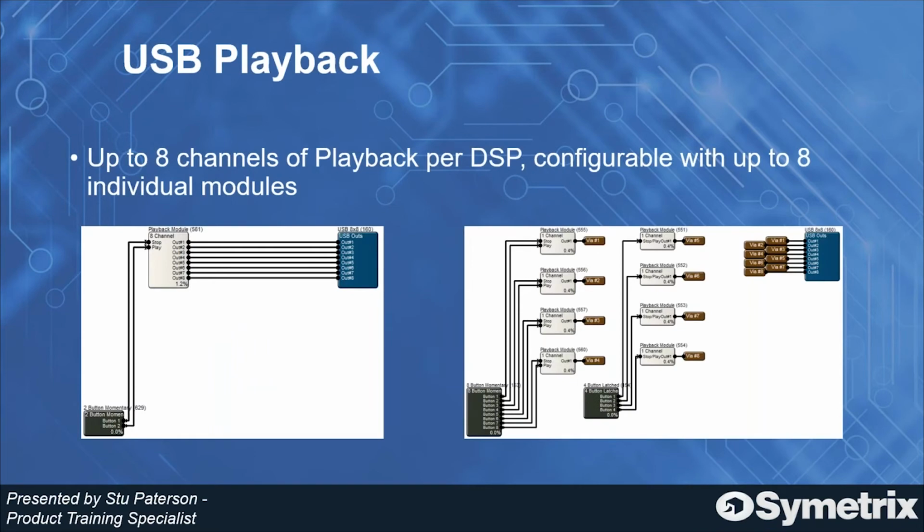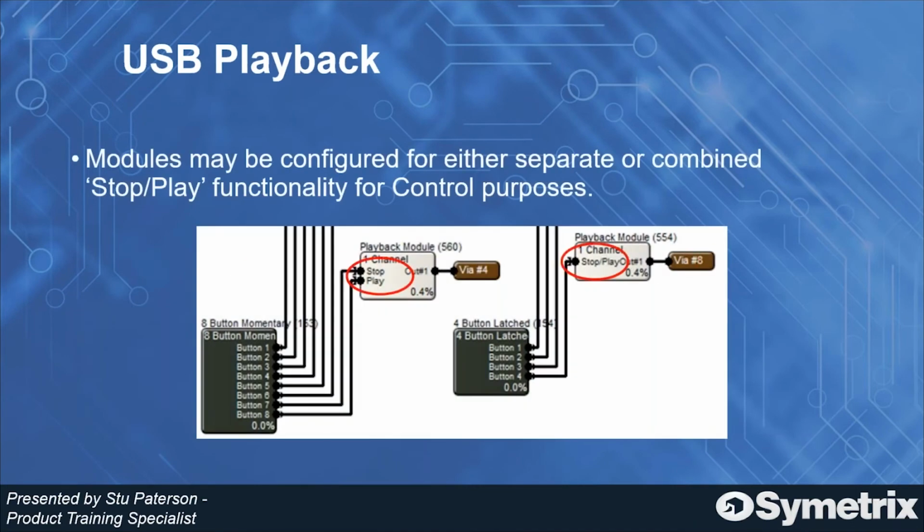Now, with the playback function, as with recording, when placing a custom module for the first time, the options available include from 1 to 8 channels per module. And again, up to 8 channels can be placed in any configuration. To the left, there's a single 8-channel module. To the right, 8 single-channel modules. And not to sound repetitive, but the playback module may also be configured for separate or combined stop or playback functionality, stop or play, with either dual or single buttons respectively.